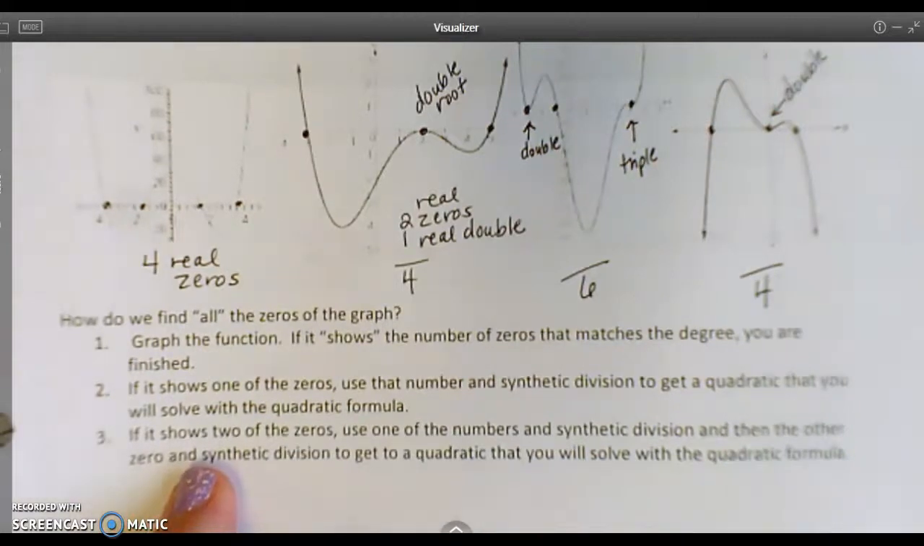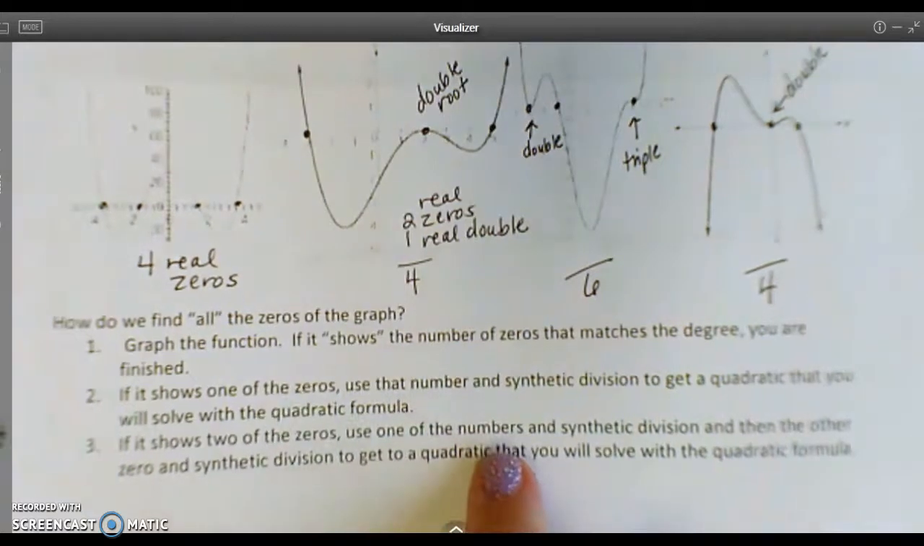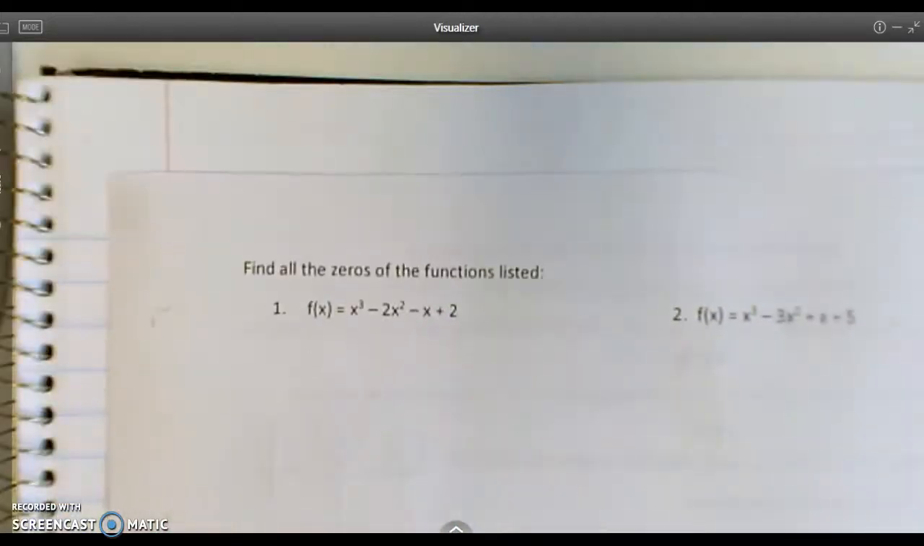Number 3 is the trickiest, and if it shows 2 of the zeros, then you're going to have to divide twice to get down to a quadratic. And I'll show you that too. Alright, so let's look at some problems.